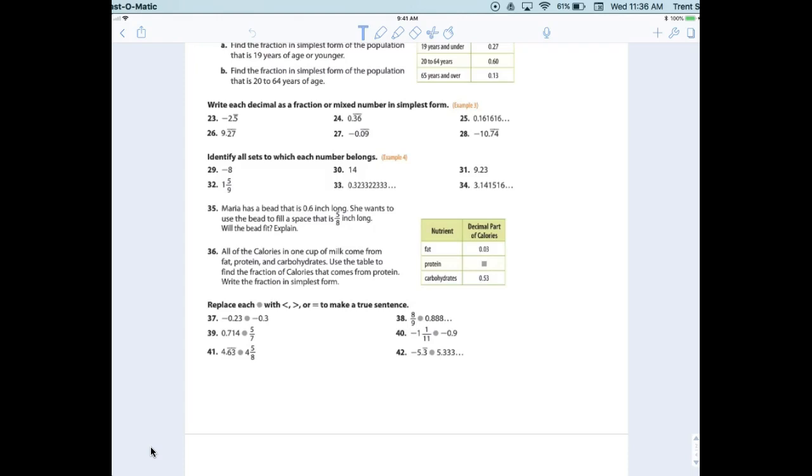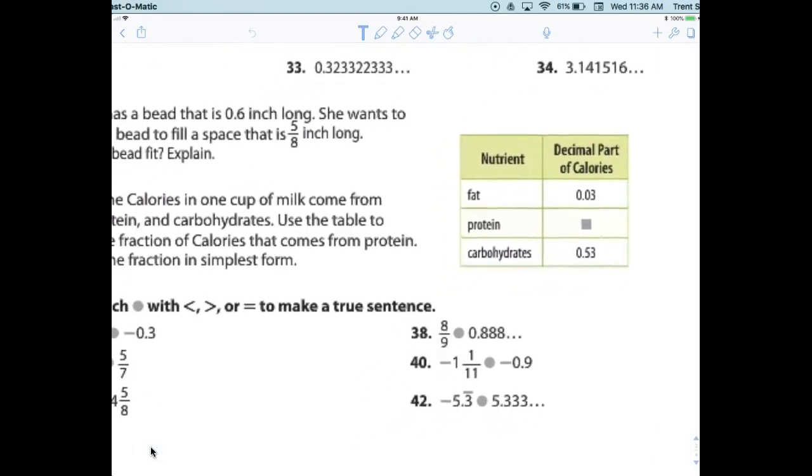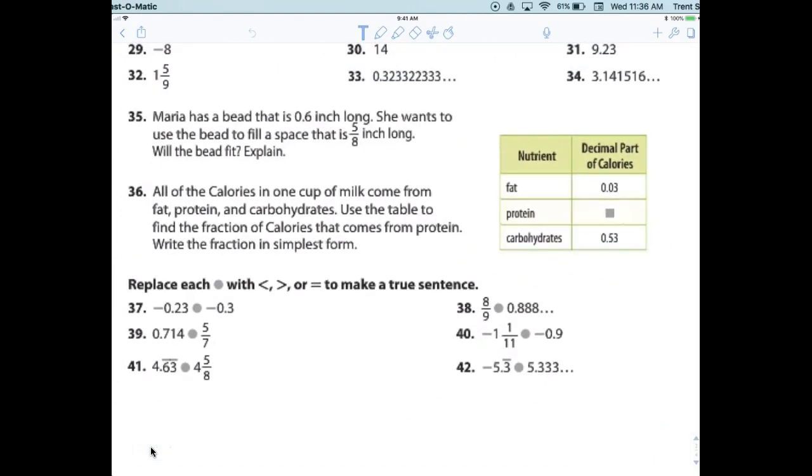36. All right, let's take a quick look at 36. It says, all the calories in 1 cup of milk come from fat, protein, and carbohydrates. Use the table to find the fraction of calories that comes from protein. All right? So, I want to highlight something that's important, which I understand why you missed. Okay, look right here. In 1 cup. All right? So in 1 cup. You with me? So that's 1 whole.